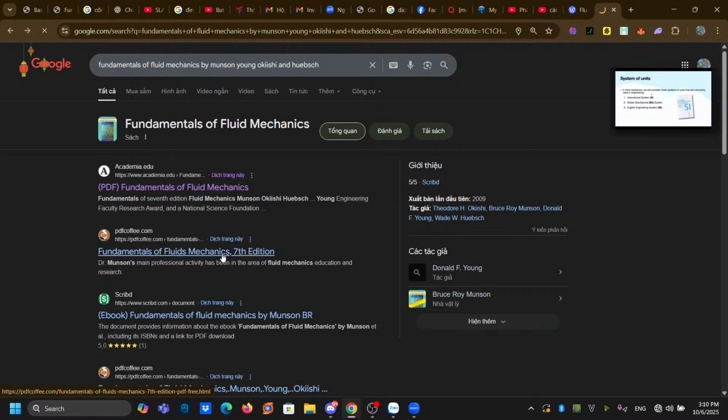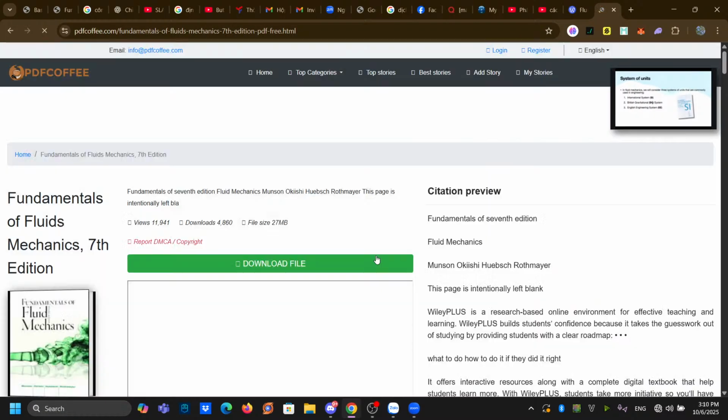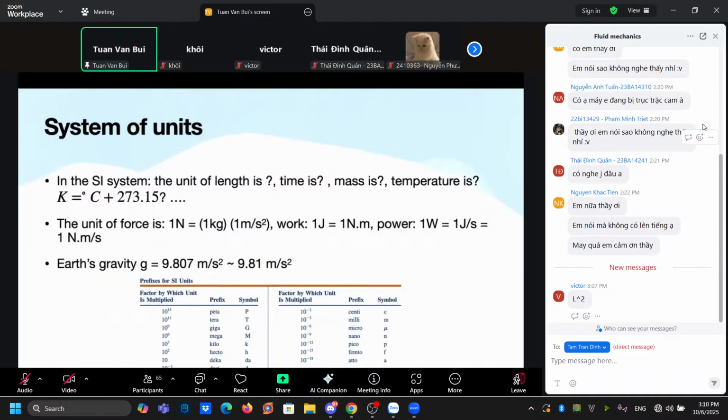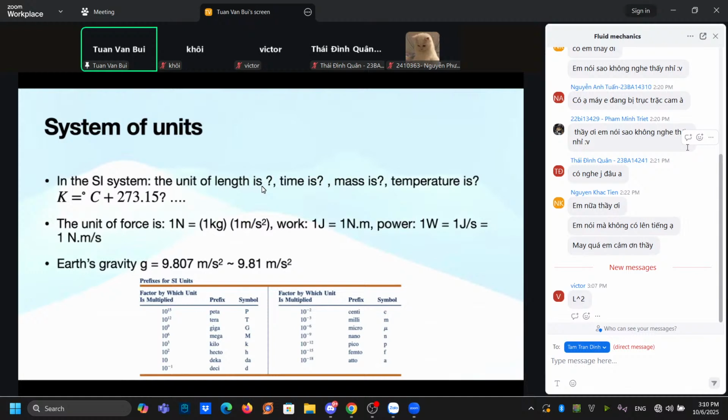So in fluid mechanics, we will consider three systems of units: SI, BG, and EE. In fact, BG and EE are quite similar. First, the SI unit system. What is the unit of length? That is meter. The time, that is second. For the mass, that is kilogram. And the temperature, let's guess, is degree Celsius or Kelvin.